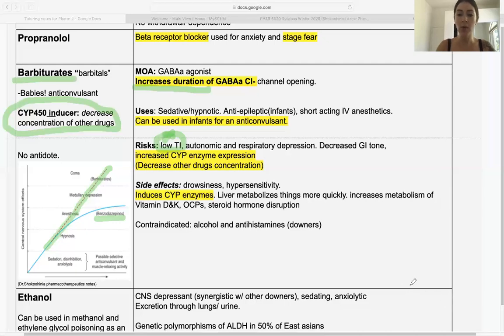So it's important to know for barbiturates that they induce CYP450. They're used in infants as an anticonvulsant. They increase the duration of GABA chloride channels opening. And you shouldn't use them with alcohol or antihistamines, other drugs that are commonly known as downers.